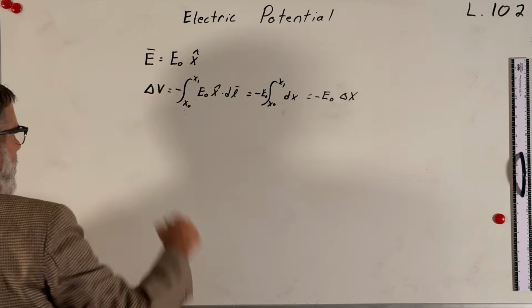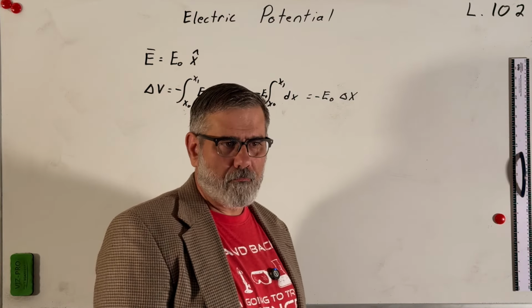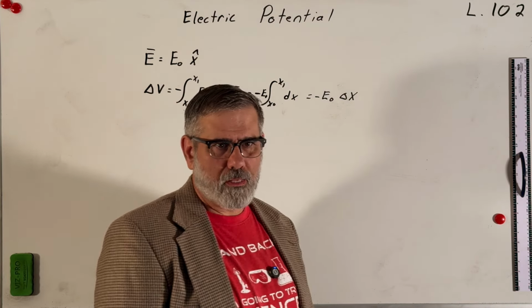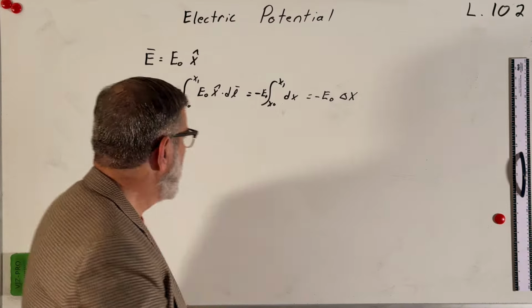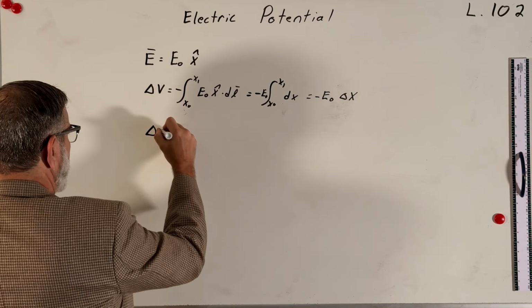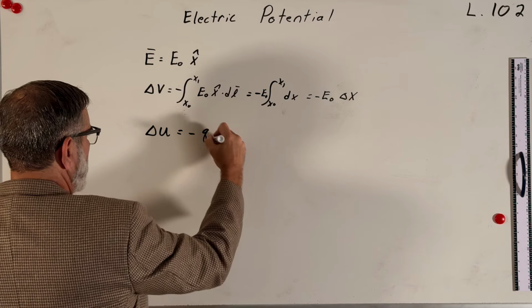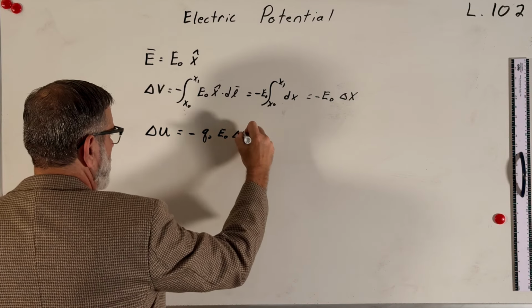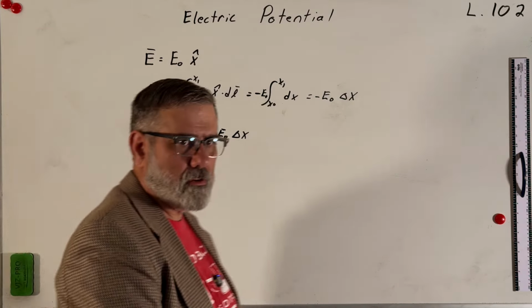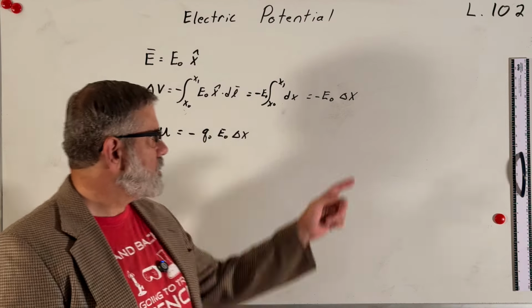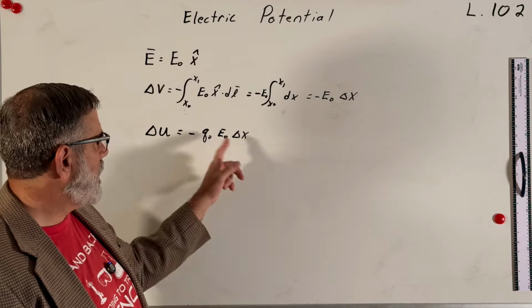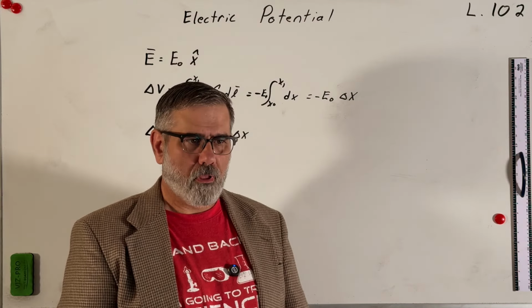And so remembering that delta V, the change in potential, is delta U divided by Q naught, I can easily come up with an expression for delta U, which is going to be equal to minus Q naught E naught delta x. So that's the change in the potential energy. So this change here will be in volts, this change here will be in joules, okay?